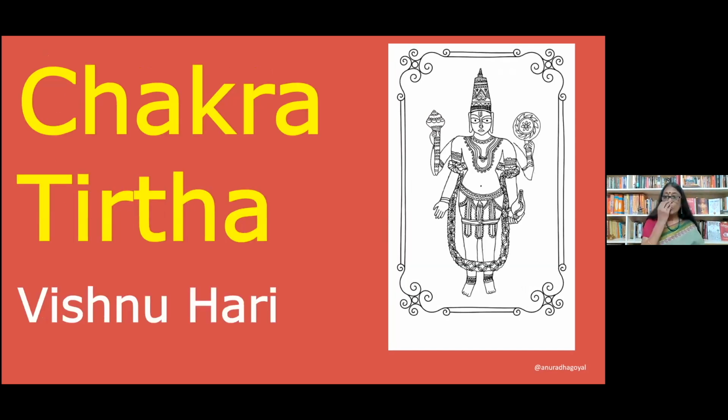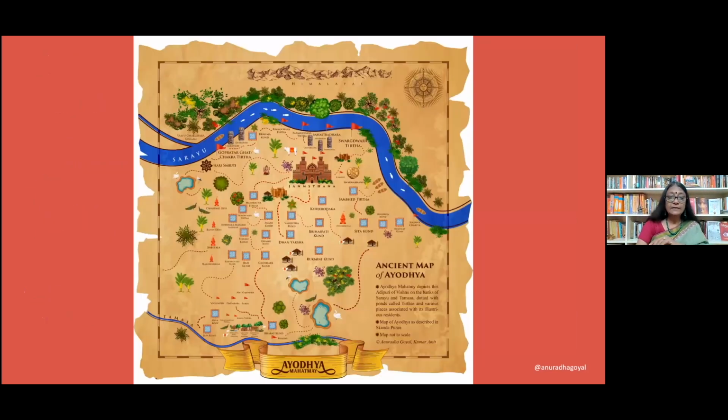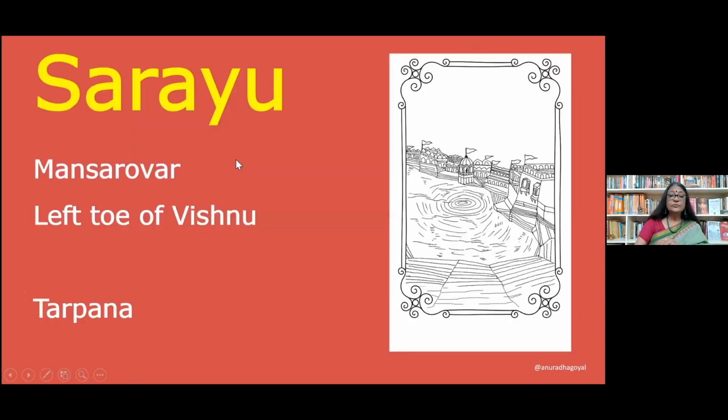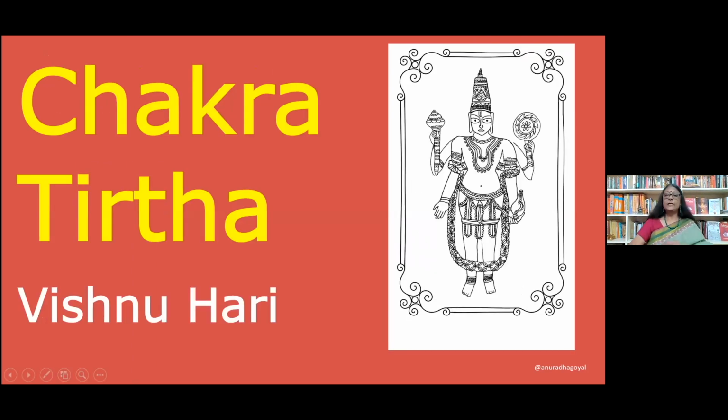Now let's come to Chakratirth or Vishnuhari. Chakratirth on the map is somewhere here. It's called Gopratar Ghat or Chakratirth. We are here somewhere. Chakratirth is the story of a Brahmin. His name was Vishnu Sharma. He came to Ayodhya and did a lot of tapas on the banks of the Saryu river.